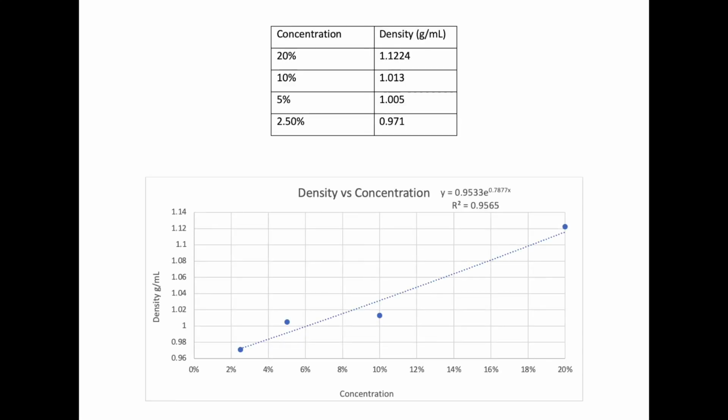Our results. After the procedure was completed and the data collected, we decided to analyze this data by graphing it. We plotted each data point into the graph and created a density versus concentration graph. We created this graph in order to observe the relationship between concentration and density. As shown in the graph, as the concentration increases, density also increases exponentially.